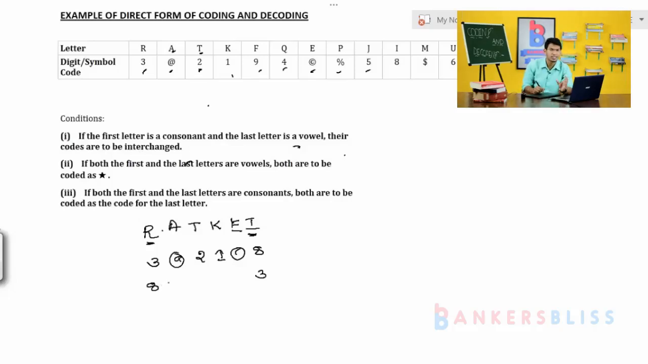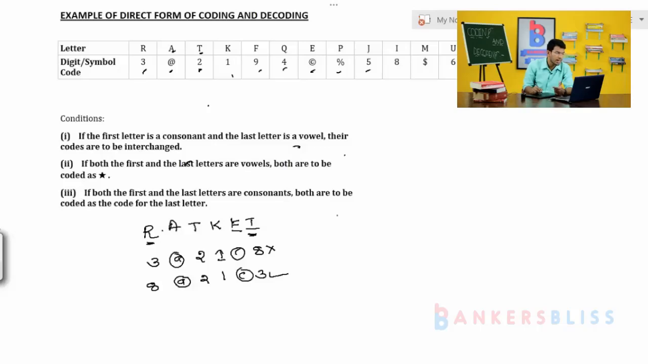Then the remaining is constant, guys. It is nothing but @, 2, 1, copyright. In the exam, they are looking for only this answer, not for the other. Why, guys? Because they have to follow the conditions. So that is what we have to go through first, the conditions, in the direct form of coding and decoding. Is it clear? Then look at the next example.